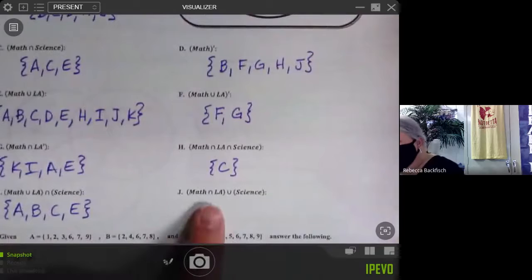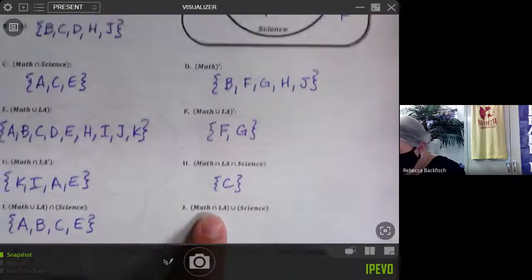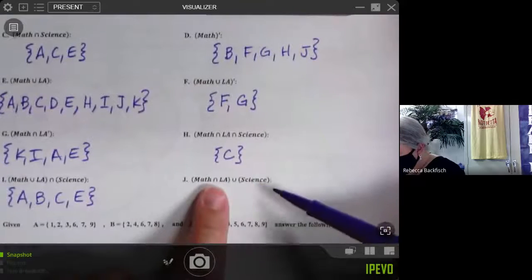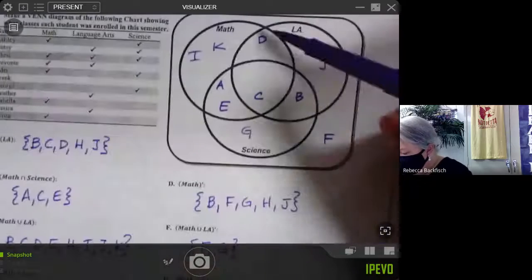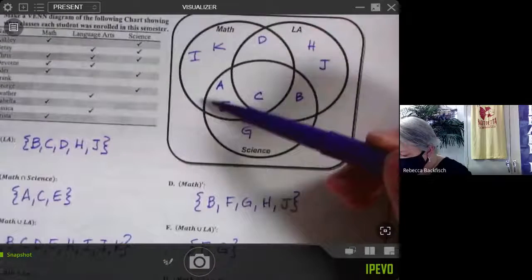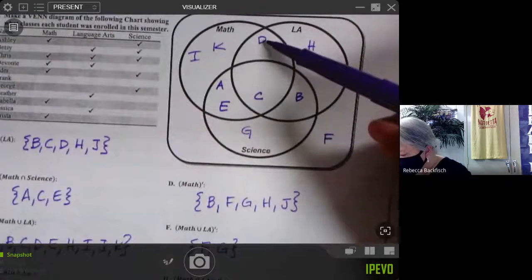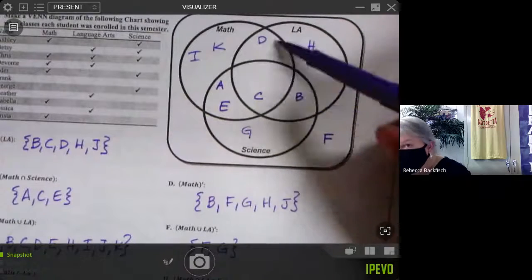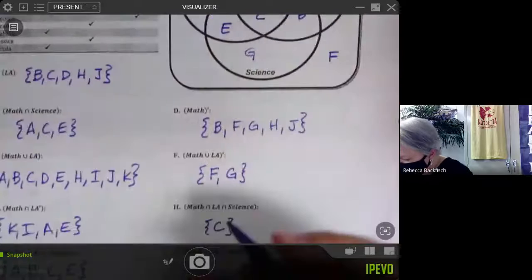And last but not least for this one, this says the intersection of math and language arts. The intersection of math and language arts is the D and the C, folks. Union, everybody in science. So that includes everybody in science, whether or not they have anything to do with math and language arts. So this intersection plus everybody in this circle. So that's pretty much everybody in this circle plus D. Everybody in science and also everybody who's in the intersection of math and language arts. So A, B, C, D, E, and G.